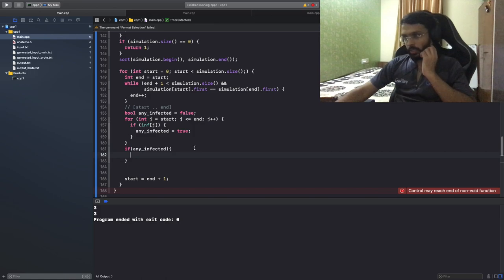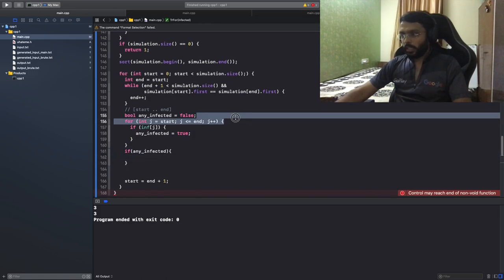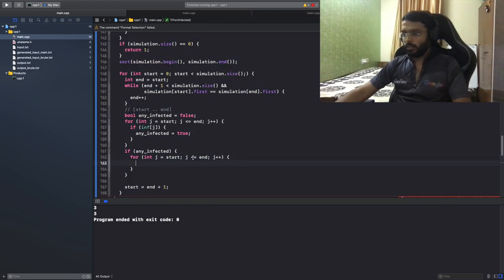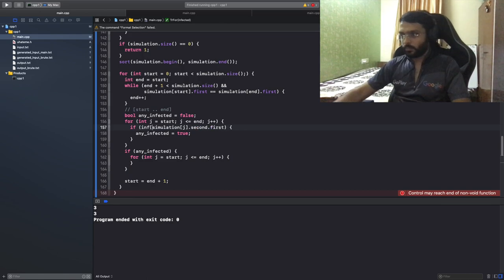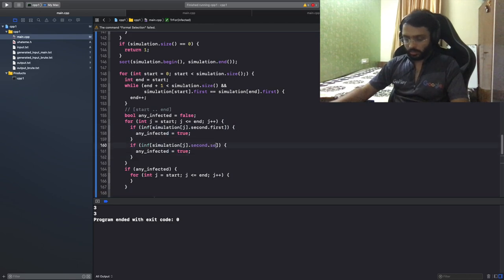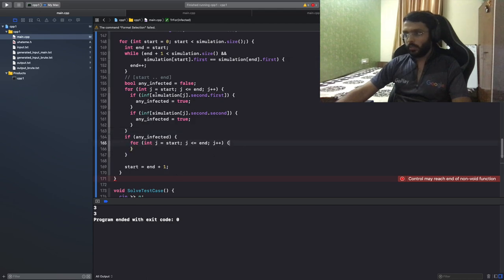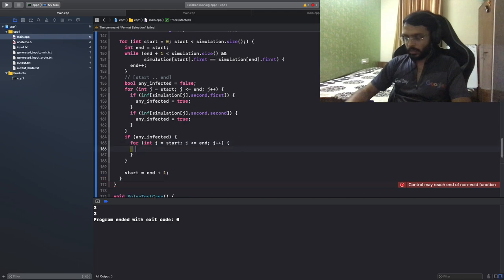Now what I have to do, if any one of these was infected, I will again iterate through these and update. This is not j, right? Like if simulation of j dot second dot first, this is one person. Similarly, there will be second person. So if any one of the two people was infected already, then I have to do something. What I have to do is mark everyone as infected.